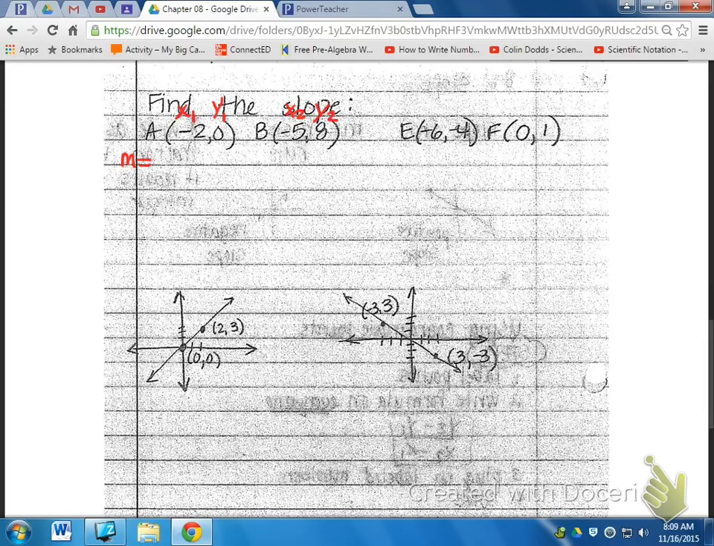M equals y2 minus y1 over x2 minus x1. The y's are on top because remember how we said it was rise over run? If you're looking at a coordinate grid, which one's the y-axis?